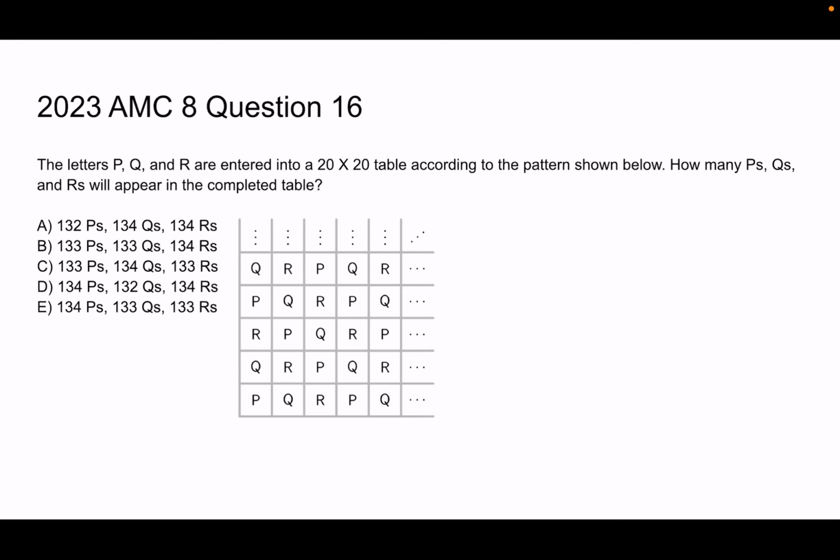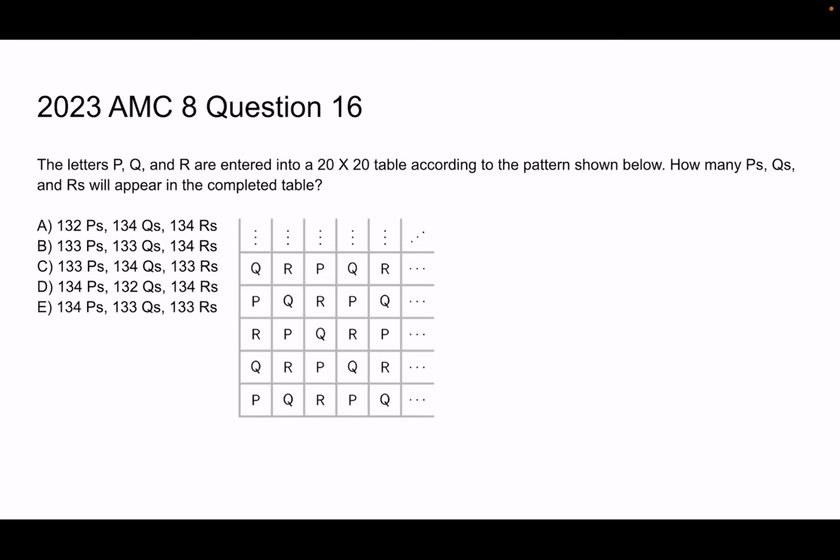AMC 8. Question 16. The letters P, Q, and R are entered into a 20 by 20 table according to the pattern shown below. How many P's, Q's, and R's will appear in the completed table? So this question, the key thing is it's very messy, right? Every row is different, every column is different. But in the meantime, you can also quickly figure out how the rule works.